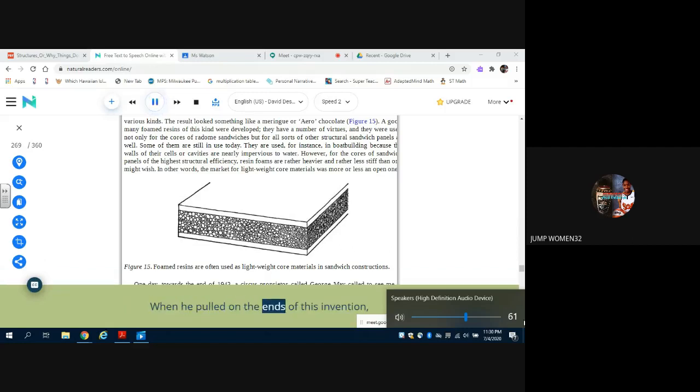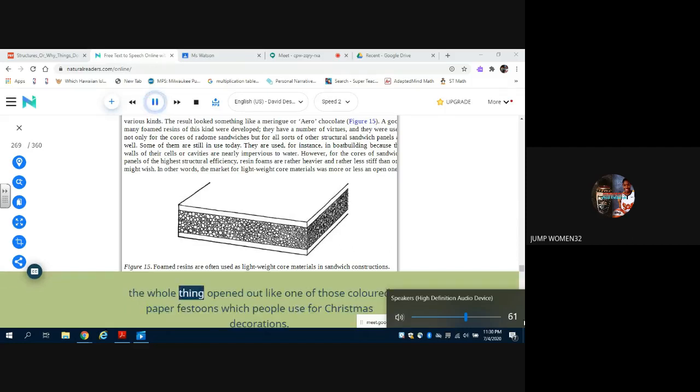When he pulled on the ends of this invention, the whole thing opened out like one of those colored paper festoons which people use for Christmas decorations. It was in fact a sort of paper honeycomb of very lightweight but of quite surprising strength and stiffness. Did I think that such a thing could be of any use in aircraft?